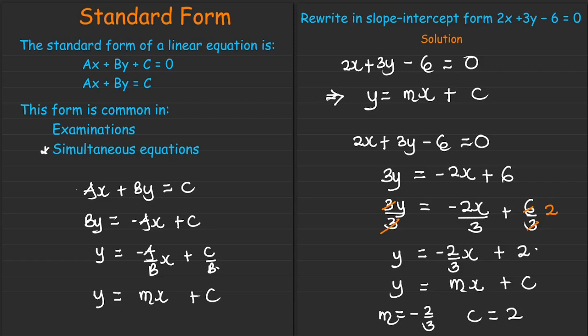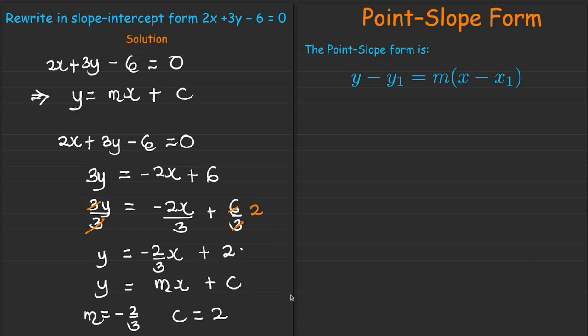Now, with that said, we want to look at the next form of writing an equation of a line, and that is the point slope form. So talking of the point slope form, the point slope form is what? y minus y1 equals m into bracket x minus x1. Now, as we have known by now, the m is always your gradient.